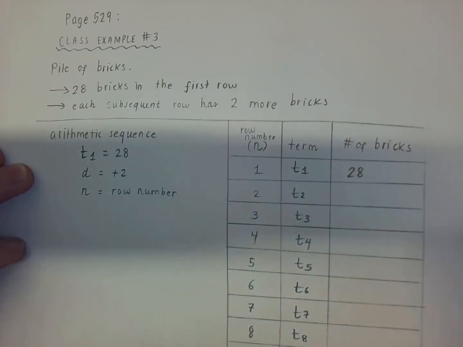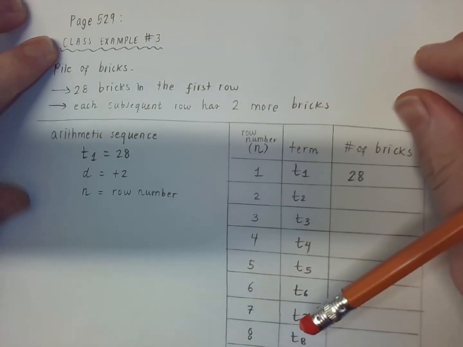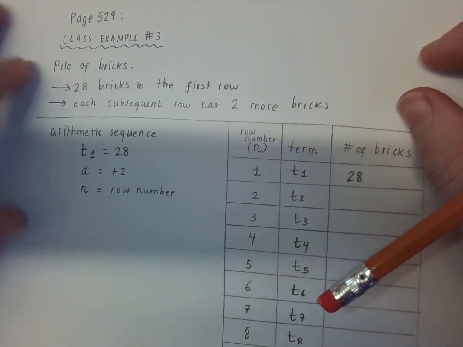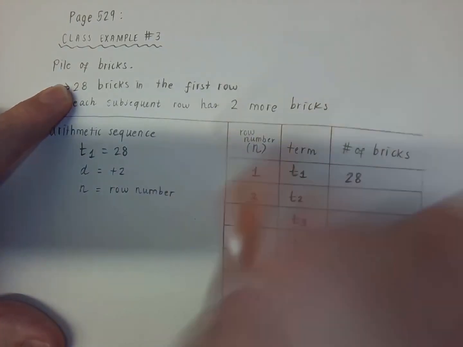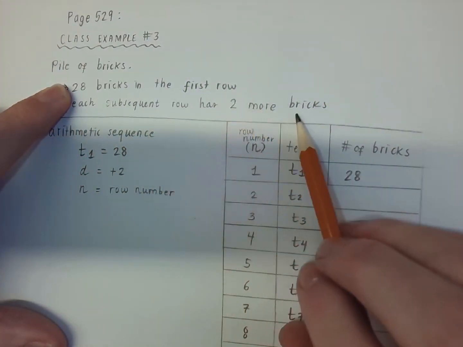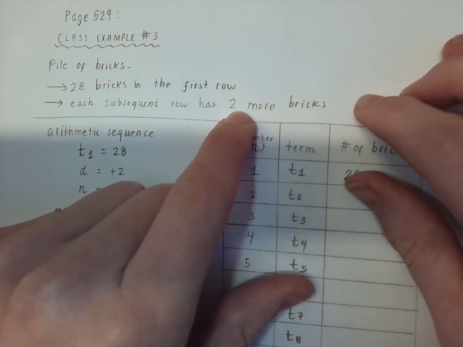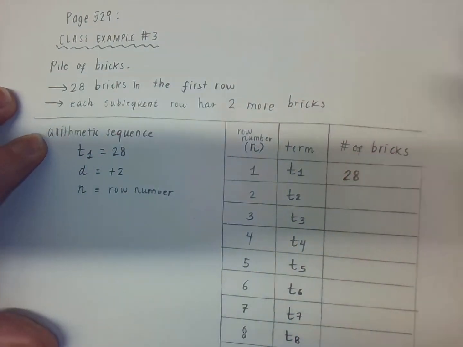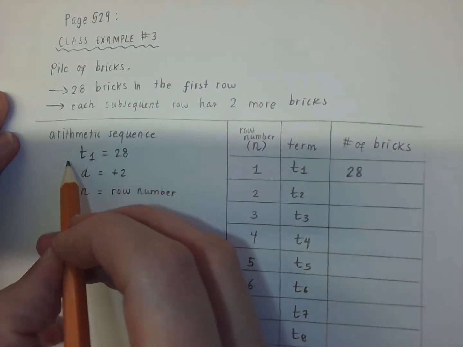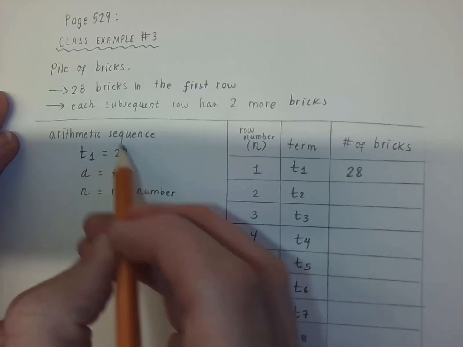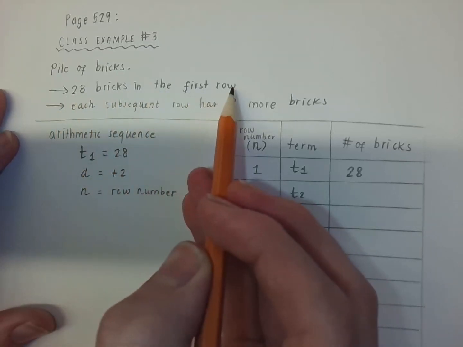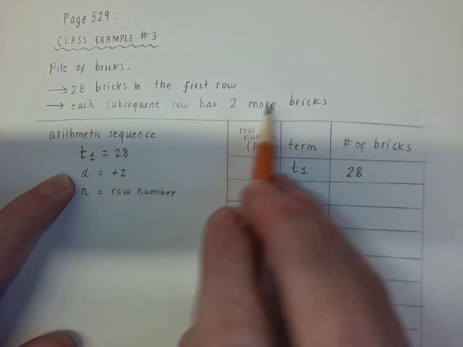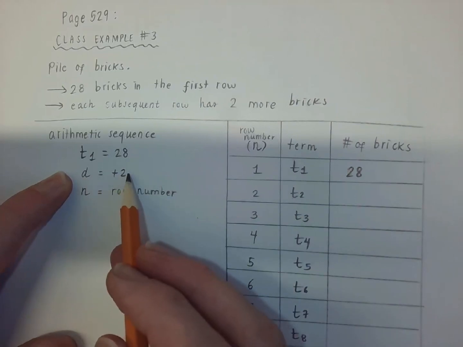All right, so page 529, class example 3. Basically, we have a pile of bricks. There's 28 bricks in the first row, and each subsequent row has 2 more bricks. So that's a constant increase, the common difference. So I know this is an arithmetic sequence. The starting point, or the first term, is given to me. It's the 28 bricks in the first row. And since we're getting 2 more bricks every time, the common difference is plus 2.